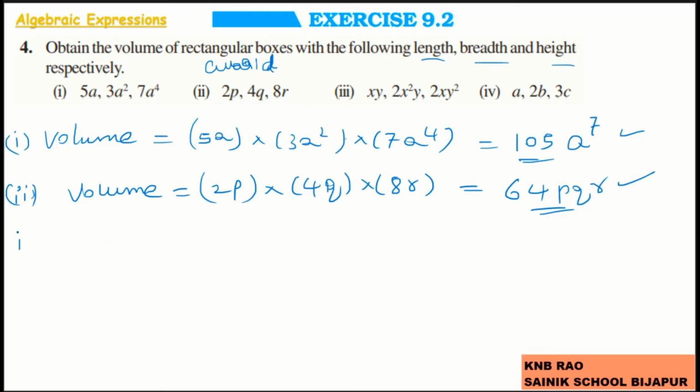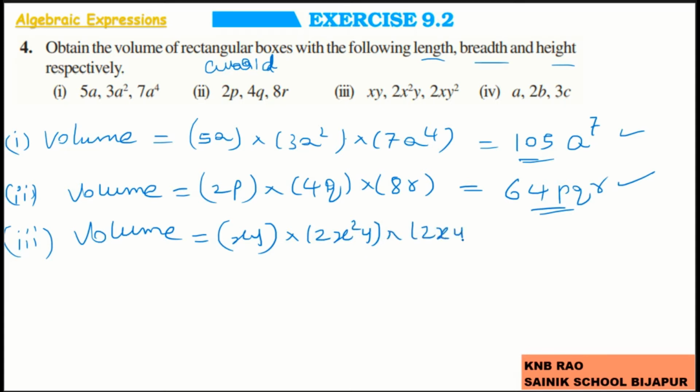Now third one, volume will be xy into 2x square y into 2xy square. So in this product, there is nothing means 1, into 2 into 2 gives 4, xy into x square into x gives x power 4, y into y square gives y power 4 as the volume. Now fourth one, I expect you doing it on your own.